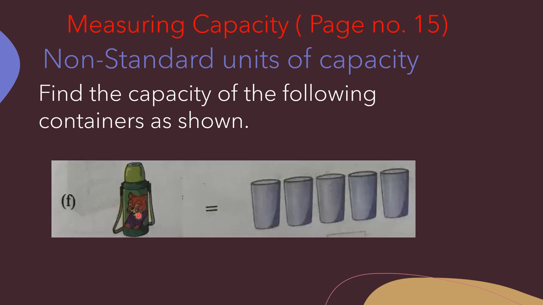Now in F part, there is a bottle and there are some glasses. So here the capacity of this bottle is equal to the capacities of these glasses. Okay. So here one bottle is equal to dash glasses. So we need to count the number of glasses. 1, 2, 3, 4, 5. So here we will write 5. So this is the non-standard units of capacity. Okay, beta. Now page number 16.